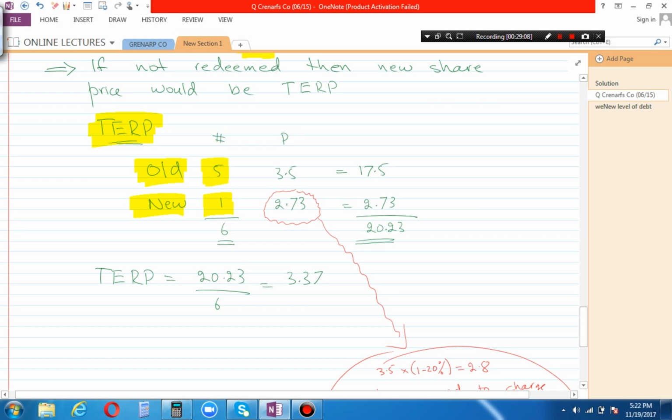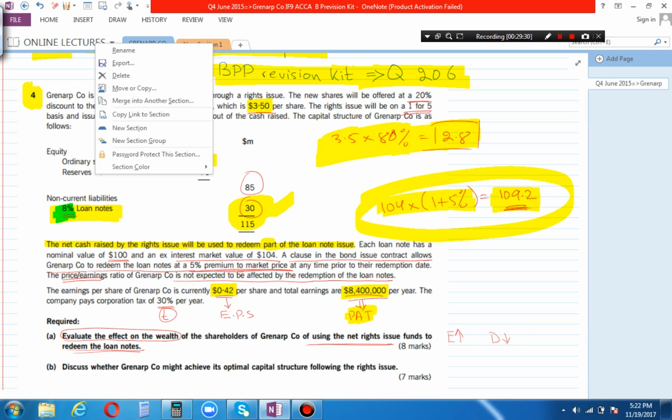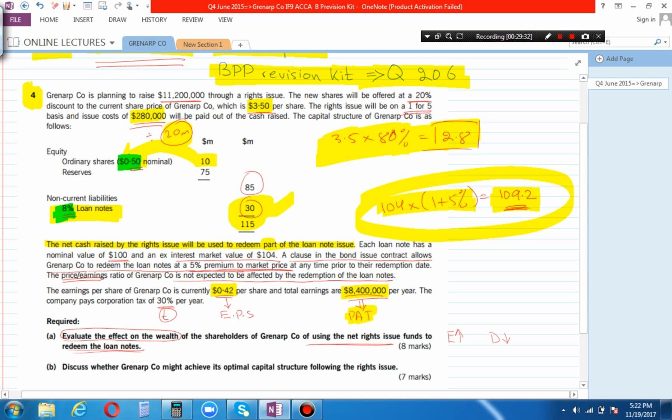And if the share price of the old share is 3.5 as per our question, and the share price of the new right, we said should be 20% lower than the current share price, which is 2.8. But we should not forget that there is an issue cost of 280,000 also, which will affect the price of the right also. You have to charge this cost to each share.